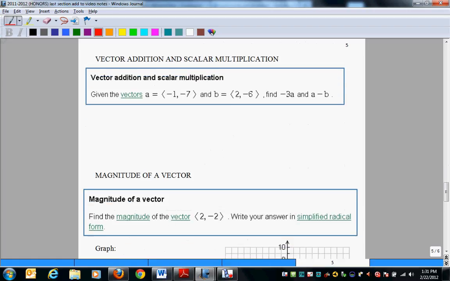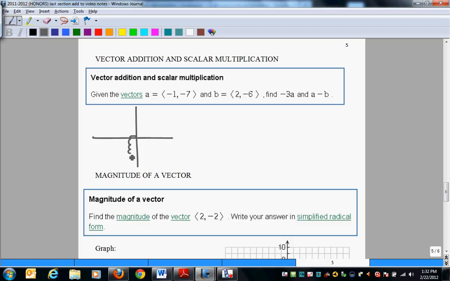Now we're going to do vector addition and what's called scalar multiplication. We have the vector -1, -7, and then we have the vector 2, -6. So -1, -7 looks like this. -1, -7 means I go over 1, and then here I'm going to go down 7.